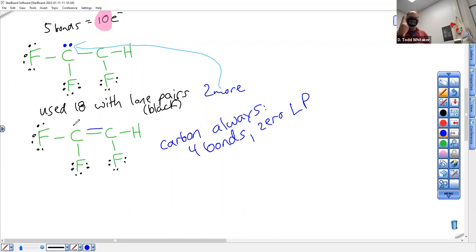You got an s and how many p's? That means your total of sigma bonds and what else is three? What's the other thing that hybrids are used for? Lone pairs. So the total has to be three. So you could have three sigma bonds, or two sigma bonds and one lone pair, or one sigma bond and two lone pairs. Total three, right?